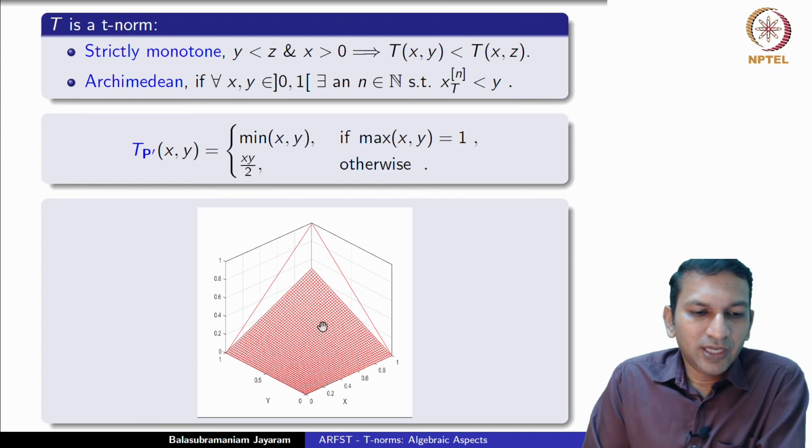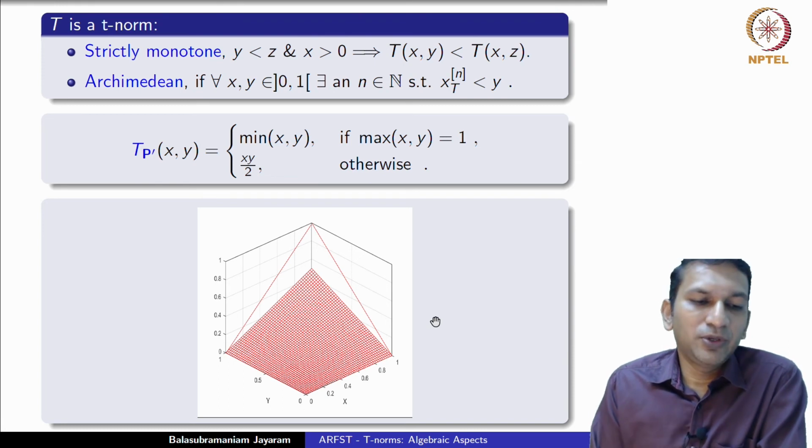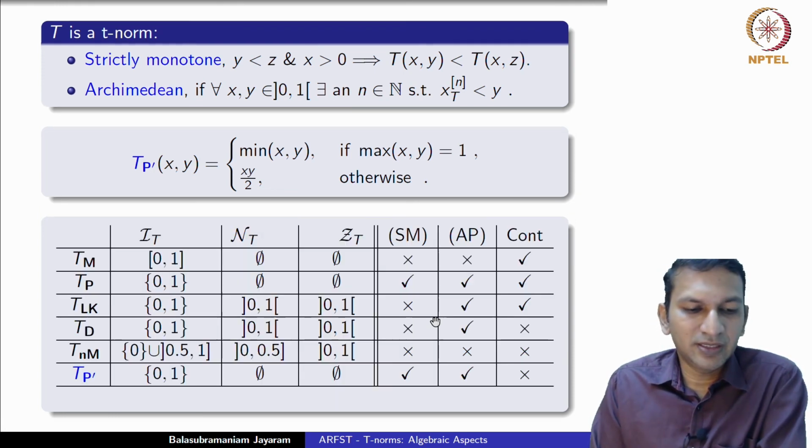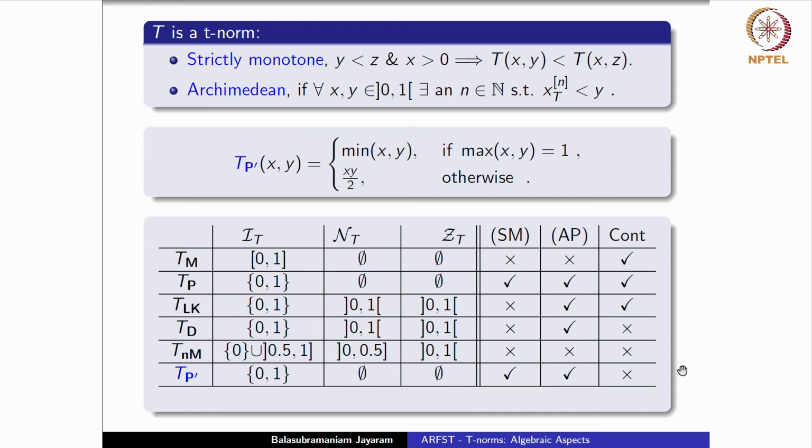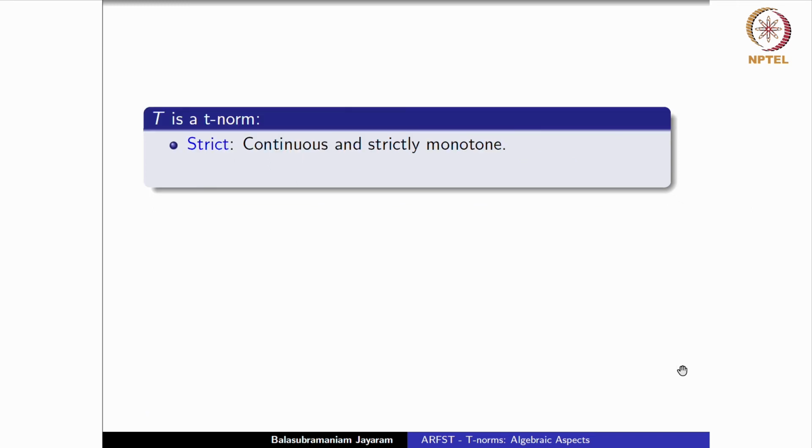Once again, you will see that it does not have any non-trivial idempotent elements, and once again, there are no nilpotent elements and there are no zero-divisors. So if you introduce this t-norm also into this table, this is how it will look. Well, why these two concepts of strictly monotone and Archimedeanness? It will become clear soon enough when we look into the applications.